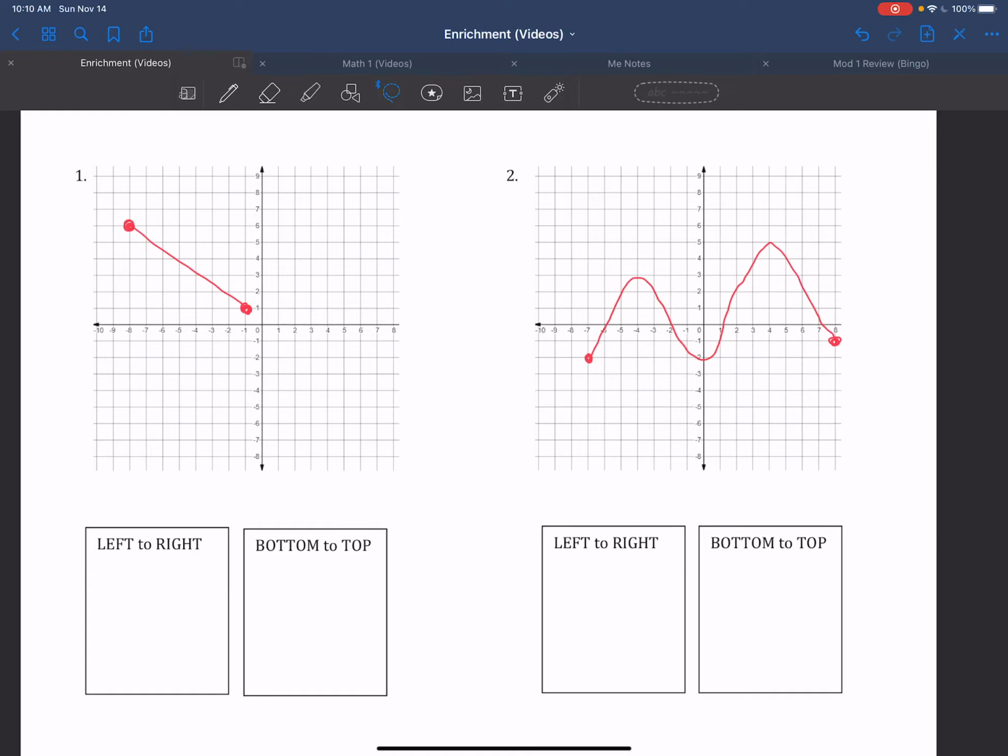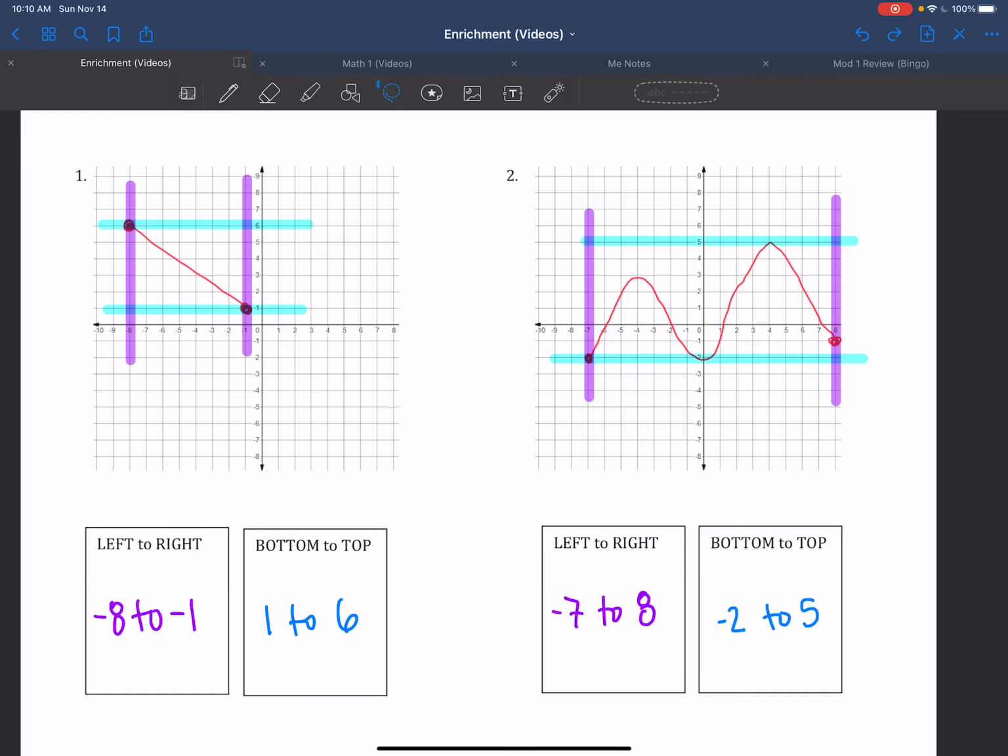All right, here we go. I hope you tried it. See if you got the same thing. So looking at number 1 here, how did I get -8 to -1? Well, what I highlighted in purple was the leftist side of our graph, which was at -8. The rightest side of our graph went to -1. So that's how we get -8 to -1. In blue was bottom to top. So in blue at the bottom, that was a 1. At the top, that is a 6.